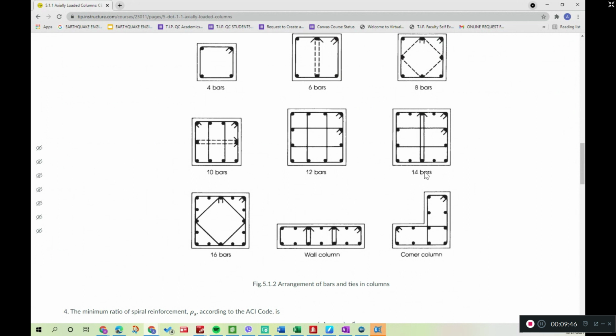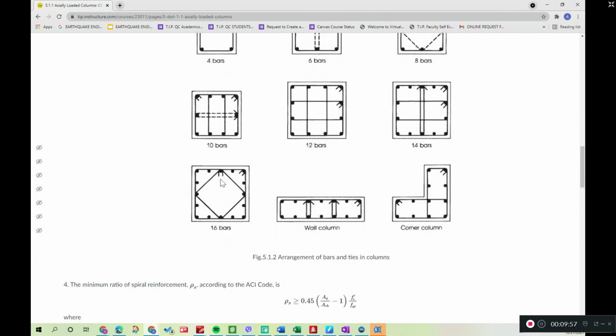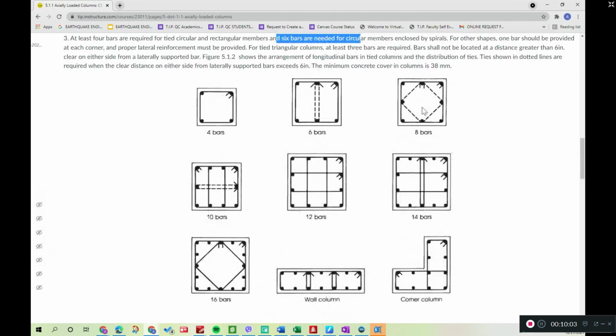For 14 bars, maybe it should have been here. Now 16 bars can be like this. Notice that it also depends. If you think that it's not enough, you still need the core to be really cohesive. You can put something like this one, like that one.